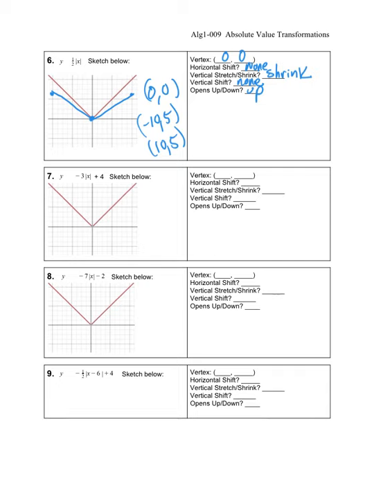All right, 7. The vertex is 0, 4. Horizontal shift up 4. When you graph it, it becomes narrow, so that's a stretch. Vertical shift up 4, and it opens down because 3 is negative.